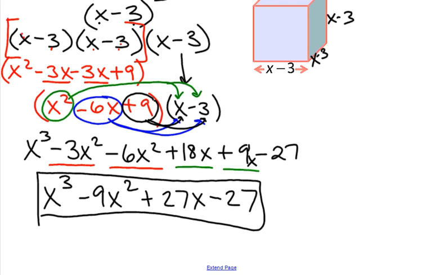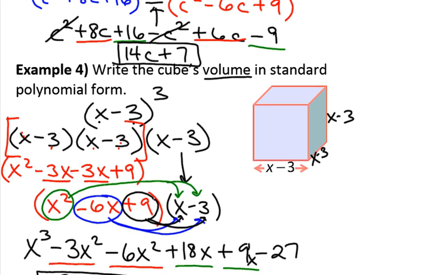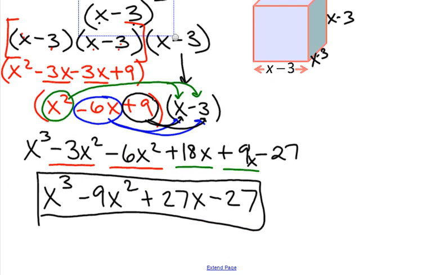And you can see that's very much far away from if I had just simply cubed the x and then cubed the 3. It's not x cubed minus 27. I've got a lot of extra stuff going on here. Okay?